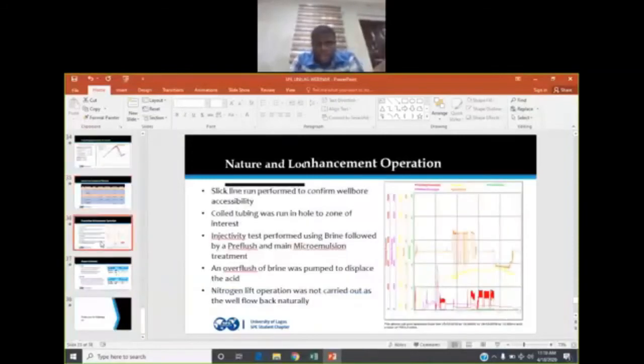This is just a brief summary of the production enhancement process. We carried out a slickline run to confirm wellbore accessibility. Coil tubing was used as a placement strategy. An injectivity test was carried out with brine as pre-flush, and after the main microemulsion treatment, brine as overflush. Then we allowed the well to soak for about a day and opened up the well. We noticed that we didn't even need to nitrogen lift the well, as both wells responded naturally.